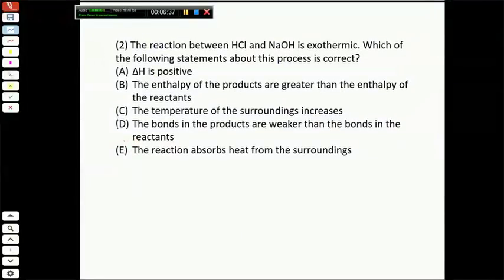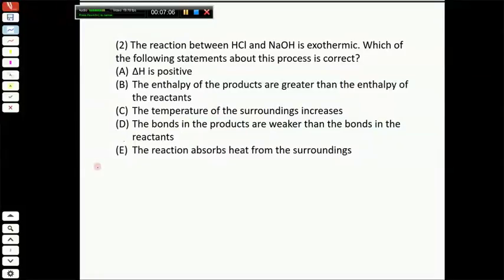All right, question number 2, which is the third in the set. The numbers should be correct after this. All right, so here we're talking about some conceptual points about delta H. So here we're told that the reaction between HCl and NaOH is exothermic. Which of the following statements about this process is correct? So we had a bonus quiz that was a lot like this, as it turns out. So let's think back to that and think about the different concepts we know about delta H.